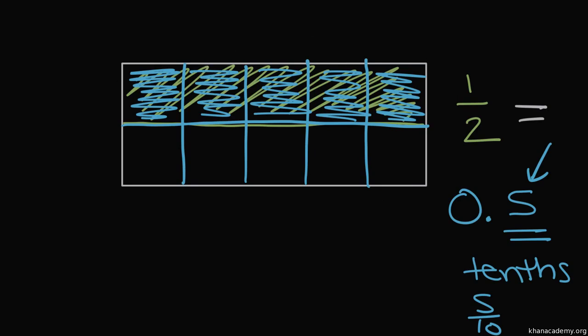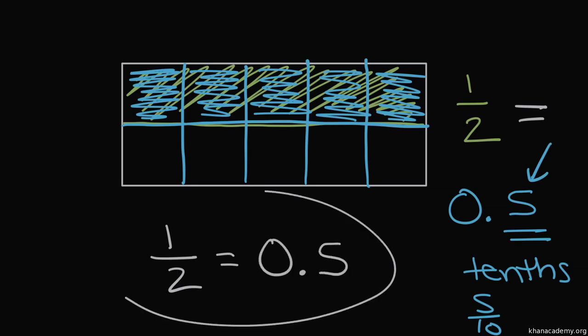So we've shown 2 ways now. 1/2 and 5/10 were at the same spot on a number line, which means they're equal, and they cover the same amount of area, which is another way to show they're equal. So 1/2 is definitely equal to 0.5 or 5/10.